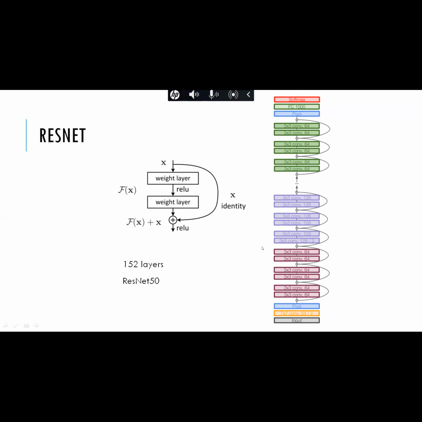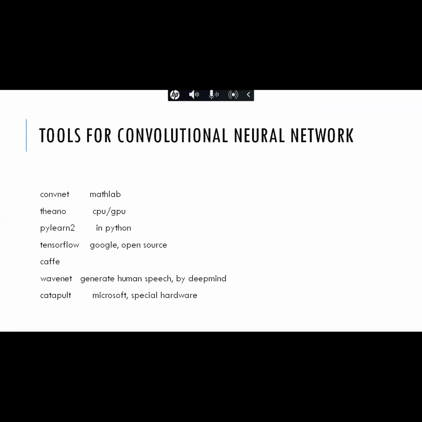It passes through the weight layers, then passes through various layers, and there are 152 layers in the residual net. The function is F(x) plus x. So these are the various architectures for convolution neural networks.